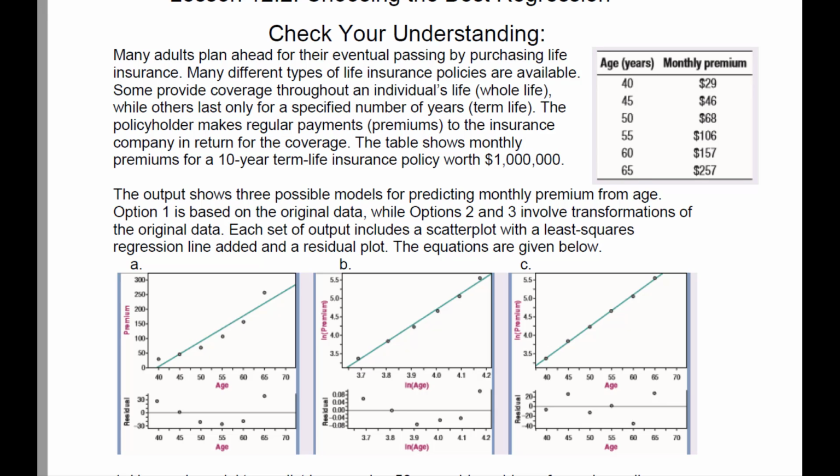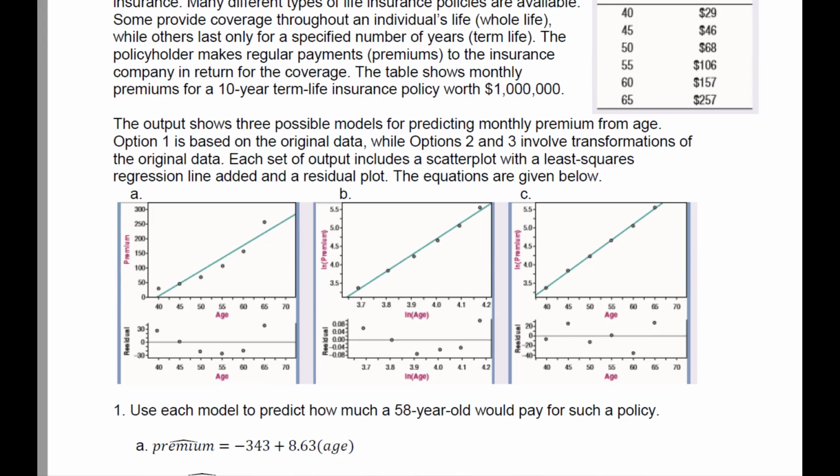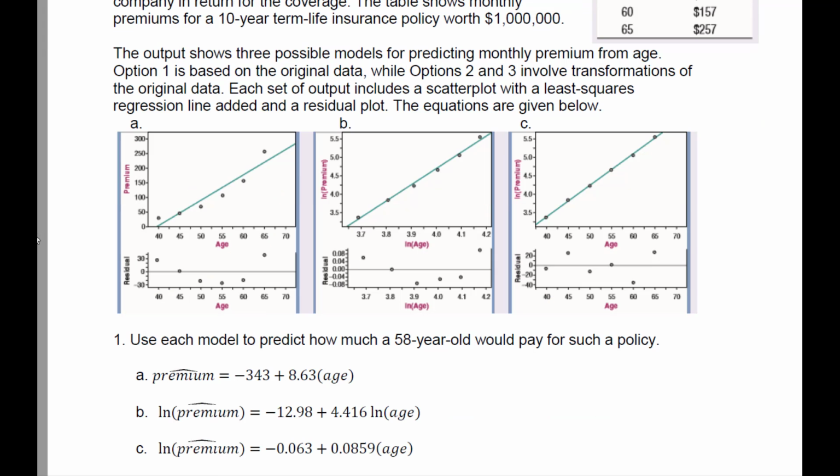The table shows monthly premiums for a 10-year term life insurance policy worth $1 million. Okay, so that's our little table over there, dealing with your ages and your monthly premiums. Now, the output shows three possible models for predicting monthly premium from age. Option 1 is based on the original data, while options 2 and 3 involve transformations of the original data. Each set of the output includes a scatter plot with a least squares regression line added and a residual plot. The equations are given below. All right, so we have our A, B, and C little plots right there.